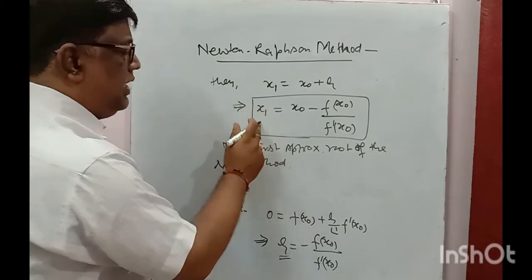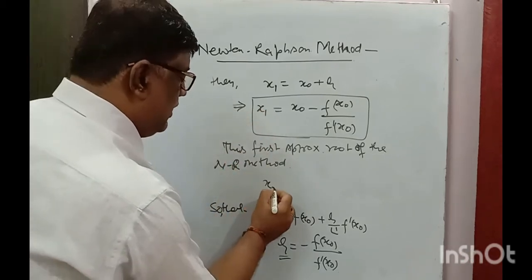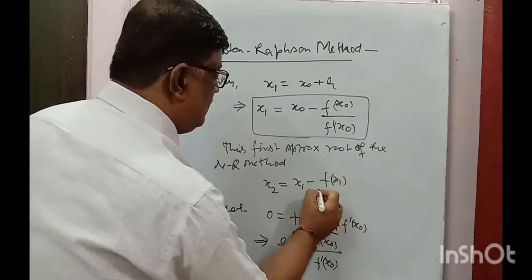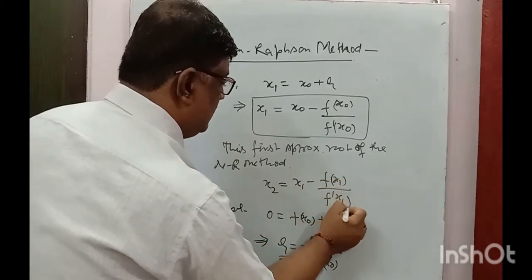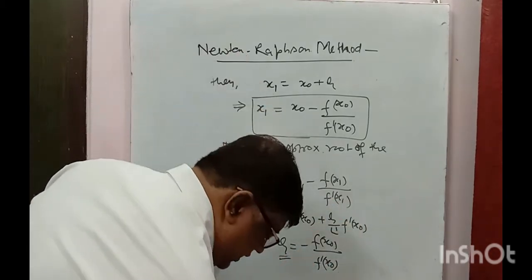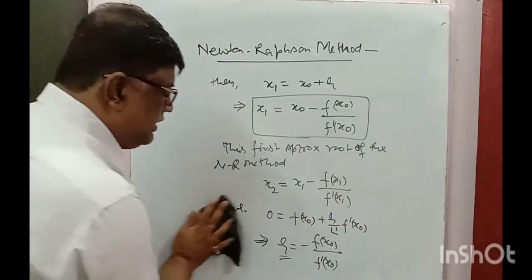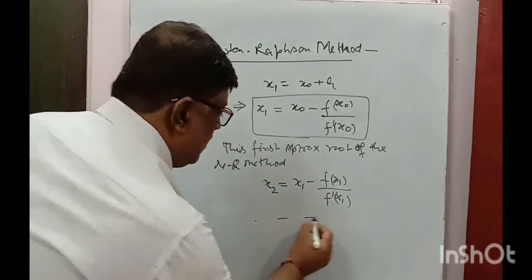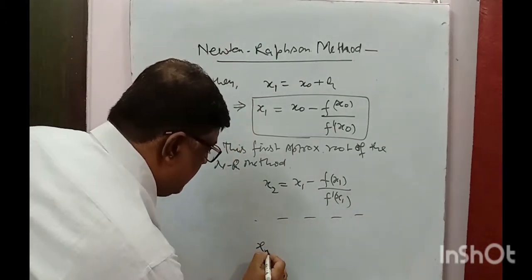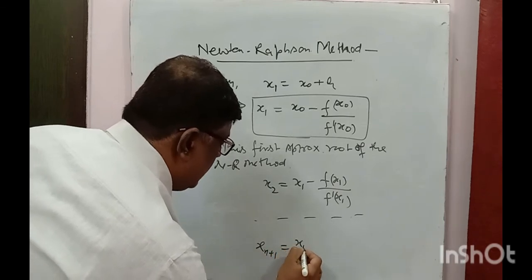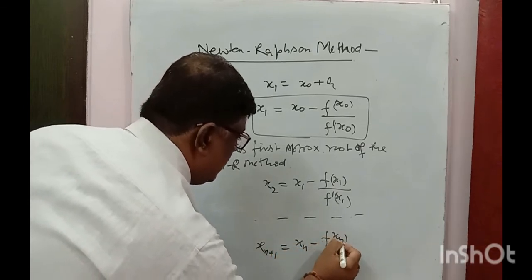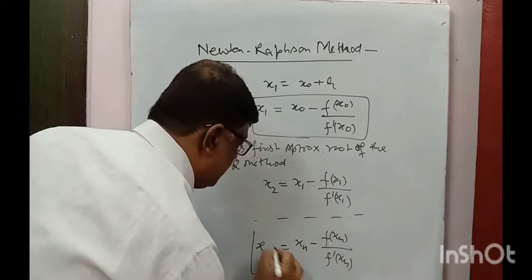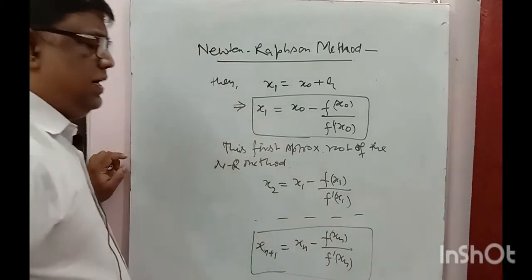Similarly, we write the second approximation: x2 = x1 - f(x1)/f'(x1), and continue these approximations. Then we find the nth approximation, x(n+1) = xn - f(xn)/f'(xn). This is the general approximation of the Newton-Raphson method.